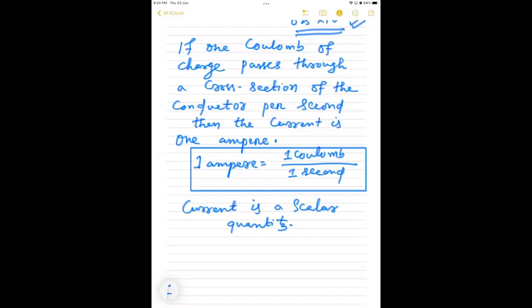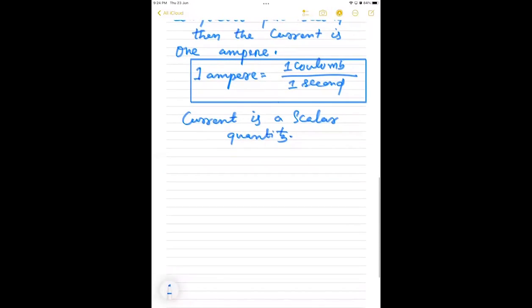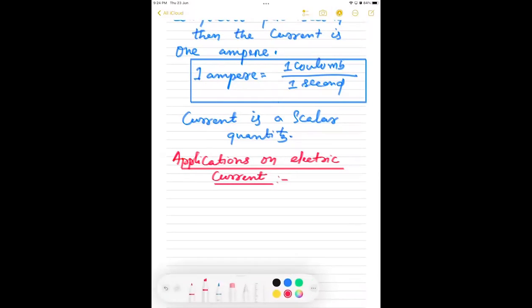Students, let's know some applications. Give the heading: applications of electric current. These mean the problems you might get in a daily test. You will get questions on these concepts. Okay, one by one, let's see.